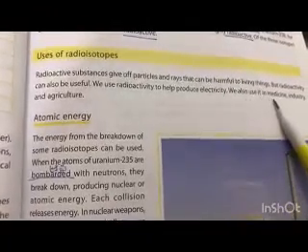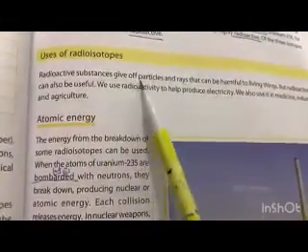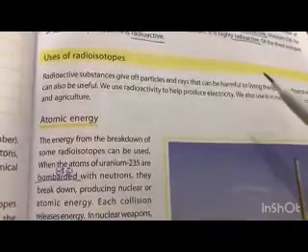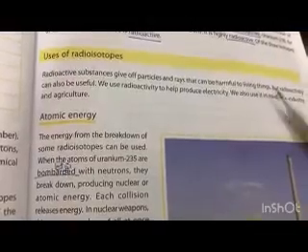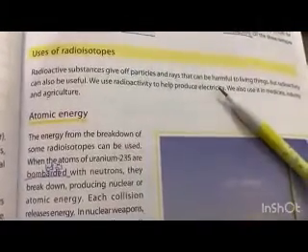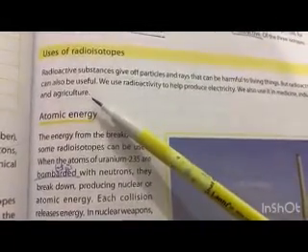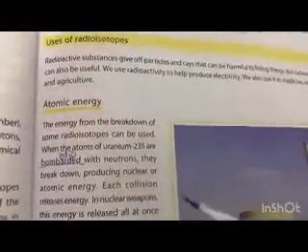We also use it in medicine, industry, and agriculture. So these particles and rays that are first harmful for living things, we convert into useful things. We produce electricity through this, we use it in medicine, in industry, and in agriculture.